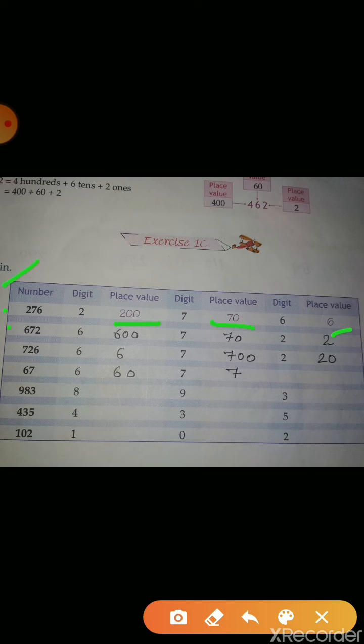Now second one, 672 is given. 6 is on hundreds place, 7 is on tens place, 2 is on ones place. So first, 6 is given. Write the place value of 6. 6 is on hundreds place, write 600. Next one is 7. The place value of 7 is 70 because it is on tens place. Next is 2. The place value of 2 is 2 because it is on ones place.